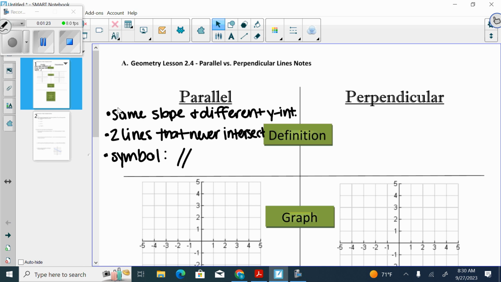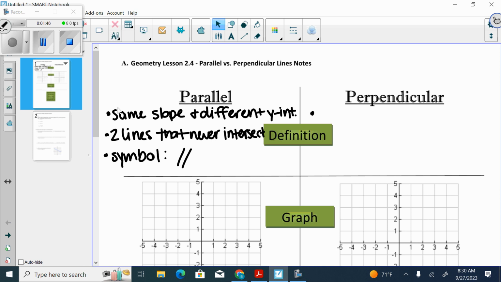All right, perpendicular. What are perpendicular lines? They intersect at what? A 90-degree angle. They intersect at a 90-degree angle. What makes them intersect at a 90-degree angle?